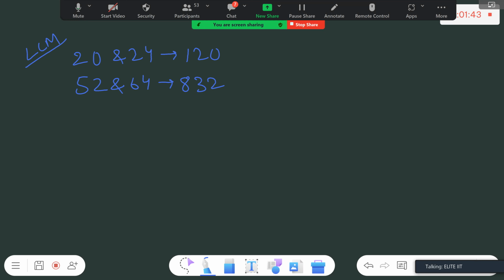Yesterday we discussed how to find the LCM. What is the full form of LCM? It is least common multiple. And to find the LCM, there are two methods. First method is prime factorization method.